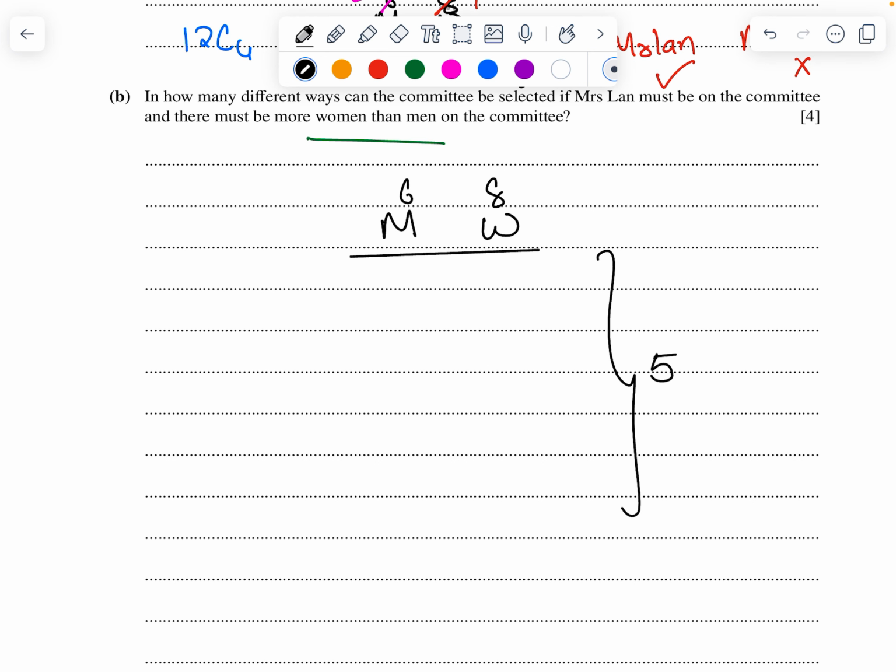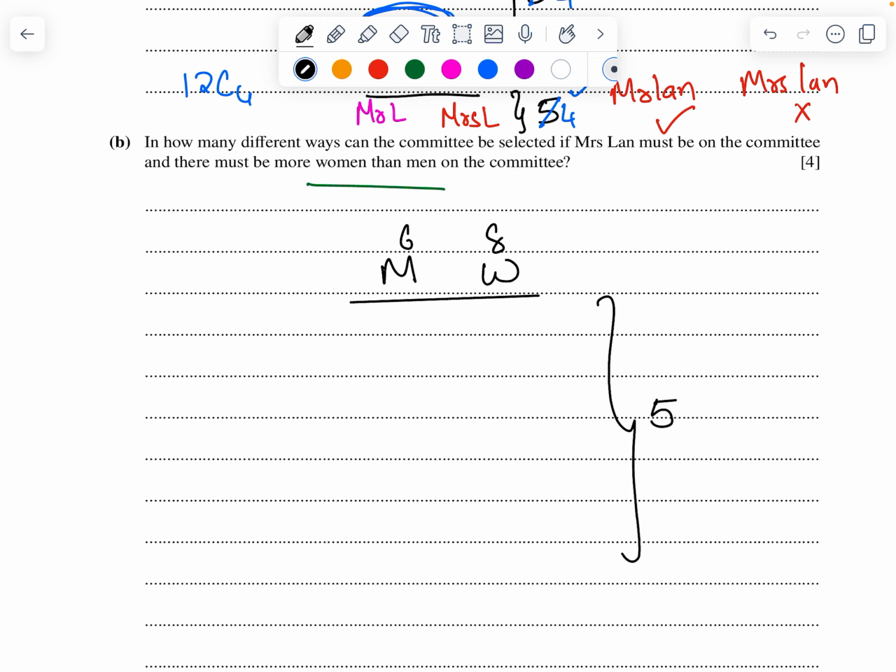Mrs. Lan should be there on the committee. So this 8 becomes 7, 5 becomes 4. So Mrs. Lan should be on the committee. Mrs. Lan is already selected. So I have 7 women and 6 men, and there must be more women than men.